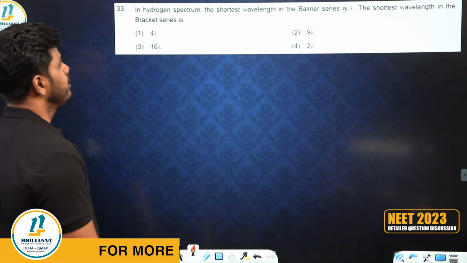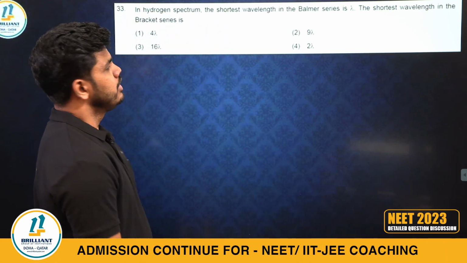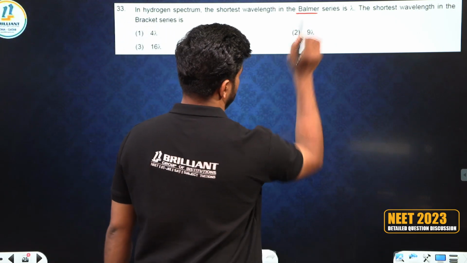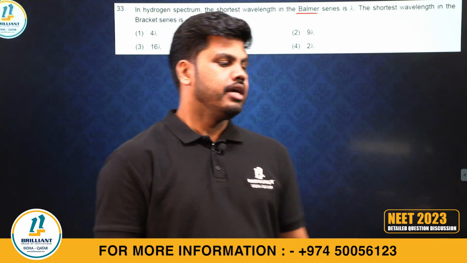Right. Now, question number 33. In hydrogen spectrum, the shortest wavelength in Balmer series. See, Balmer series, the second series, right? First one is Lyman. Balmer series is lambda.